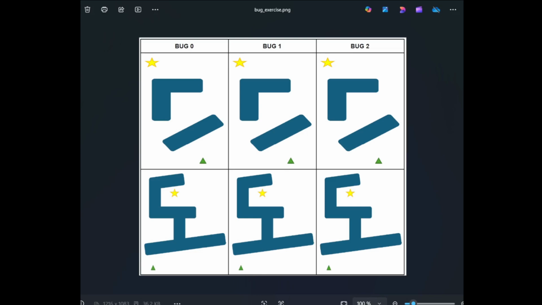This is an exercise I put in an exam, in which I put these two scenarios, and for each of these scenarios, I ask the students to write the Bug 0, Bug 1, and Bug 2. Okay? I can upload that on the website if you want.